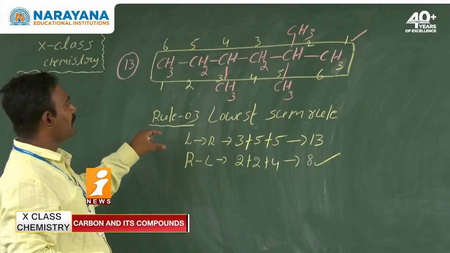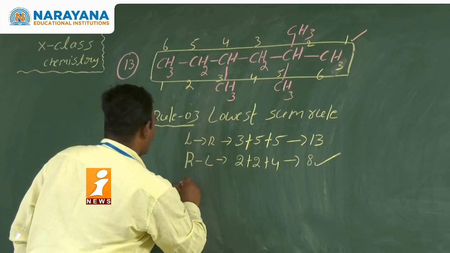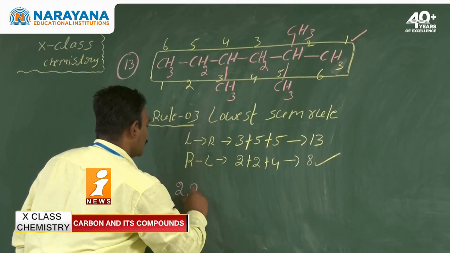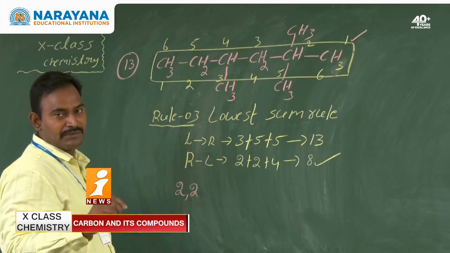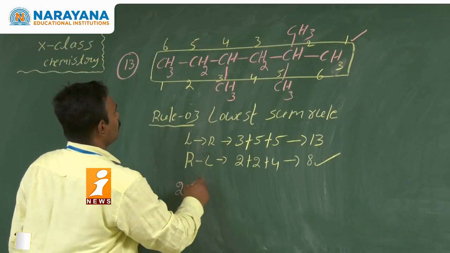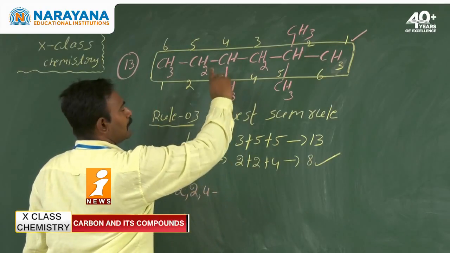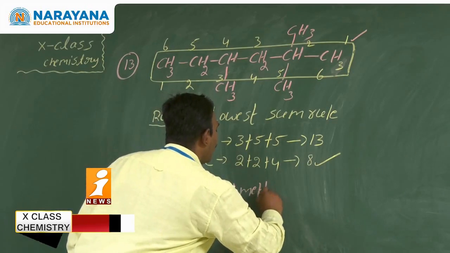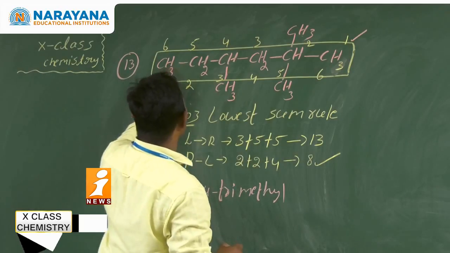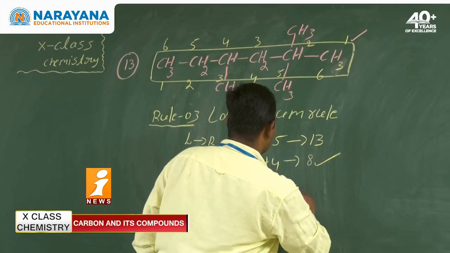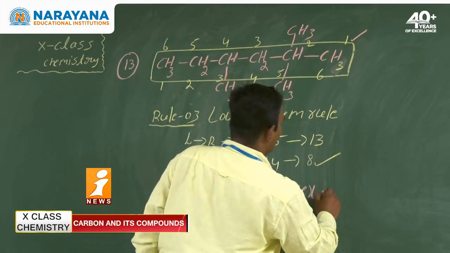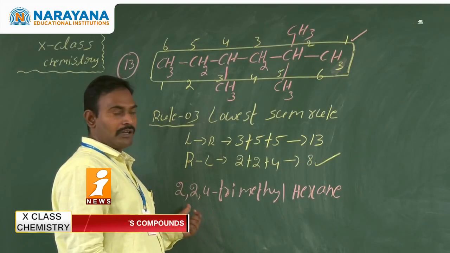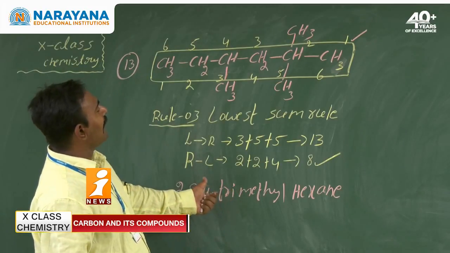Now see here, how can we write the name of this compound? The positions of the substituents of the same kind: 2 comma 2. Between the numbers we have to give commas, that means numbers are separated by commas. 2 comma 2 comma 4, same group repeating 3 times, trimethyl. Total how many carbons are there? 6 carbons, so the root word is hex. All single bonds only, so ane. Hexane. So once again, 2,2,4-trimethylhexane.